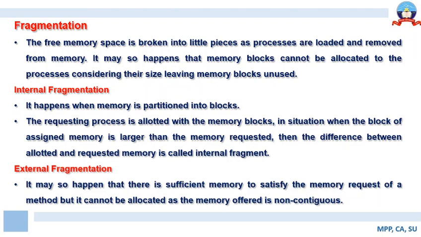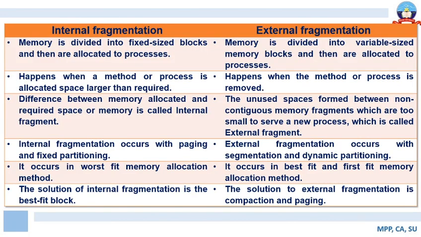Now let us create a distinction between internal and external fragmentation. In case of internal fragmentation, memory is divided into fixed size blocks and then they are allocated to the process. It happens when a process is allocated space larger than whatever is required by it. The difference between the memory that is allocated and the required space or memory is called the internal fragment, or it's called internal fragmentation.